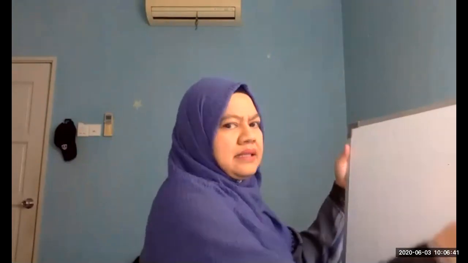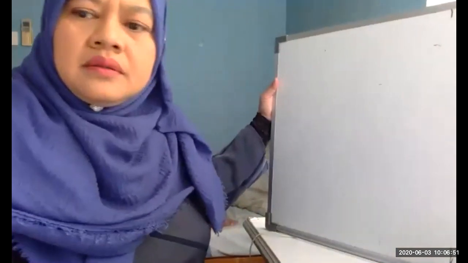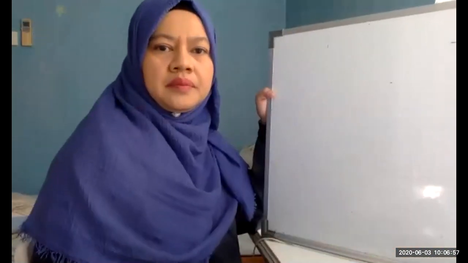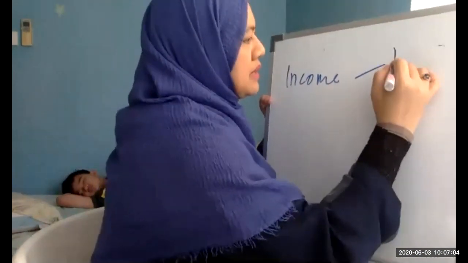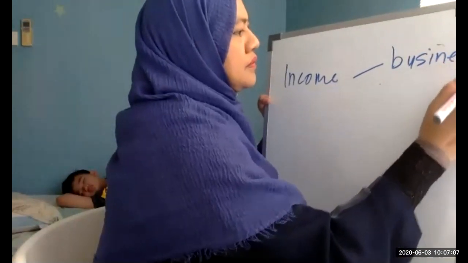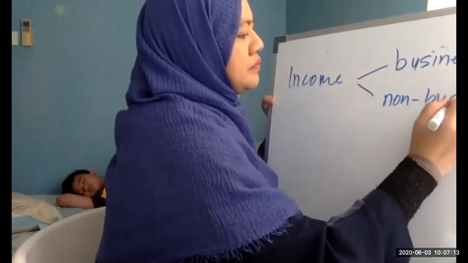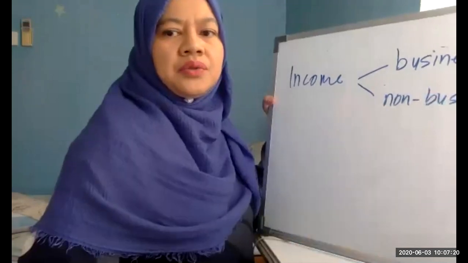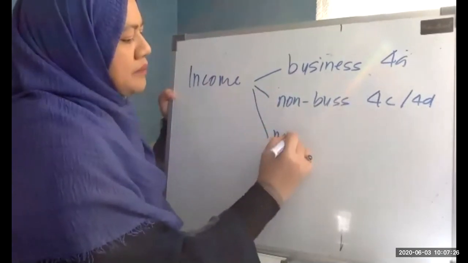In the last class, we went through your income. We have your income, and this income could either be a business income under section 4A, or a non-business income, I mean section 4C or section 4D. What else do you have? You may have non-taxable income.